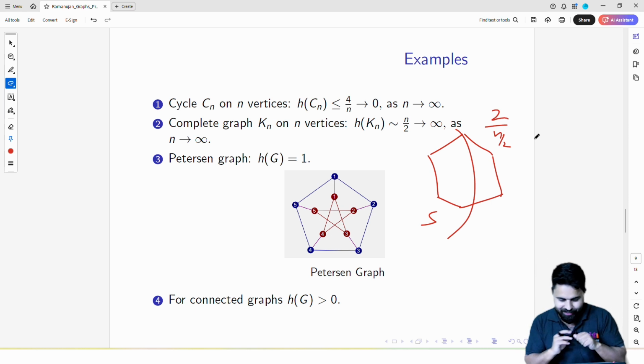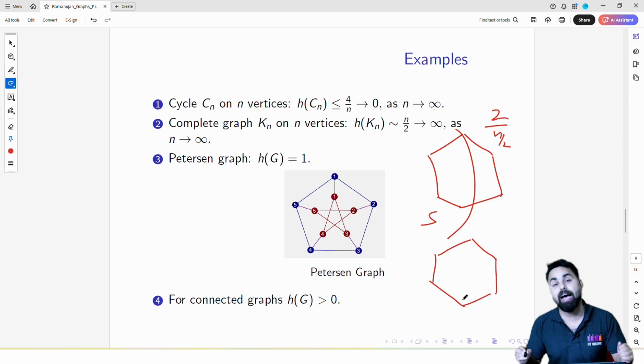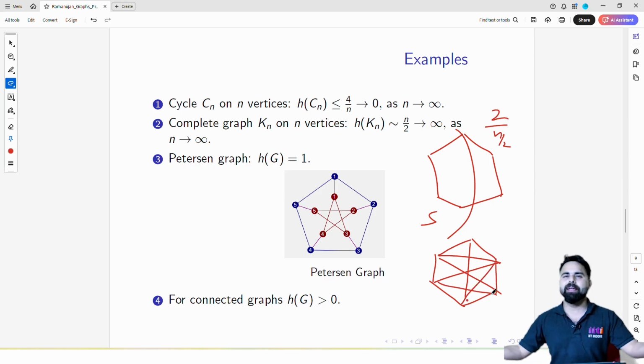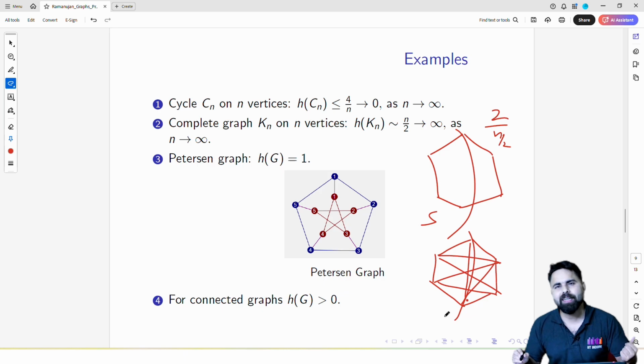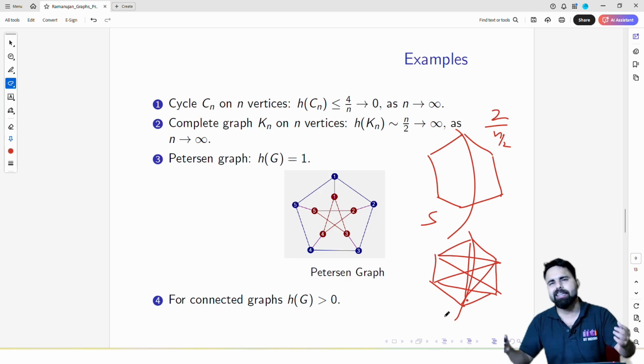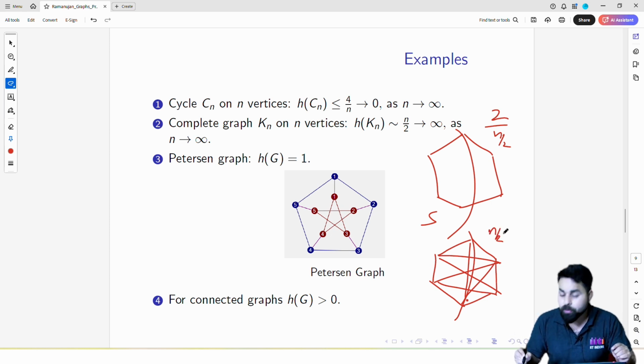What about the complete graph? In a complete graph, every vertex has an edge to every other vertex, right? So maybe this is a complete graph. Again, we have to find the minimum ratio, the boundary of S divided by the size of S. So you can again take half of the vertices. You assume that n is even in both cases, otherwise there will be a plus or minus one thing. So roughly n by 2 again.